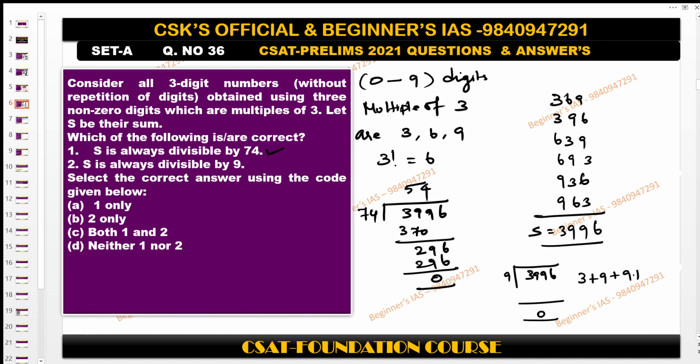I am checking with the sum of the digits. Therefore here 12, then 21, then 27. Yes, 27 is divisible by 9, so it gives a remainder of 0 only. Therefore this 3996 is completely divisible by 9 also. So select the code which is correct. Both are correct statements. So the answer for this question is C, both 1 and 2.